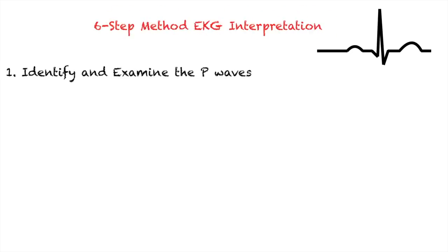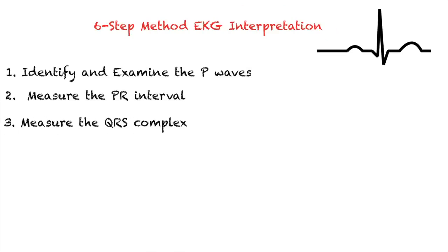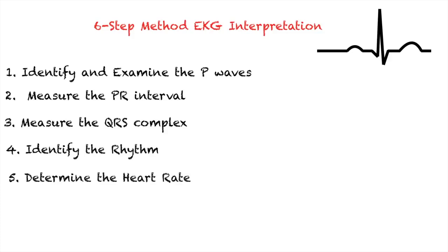So let us get on with our 6-step EKG interpretation. First up, we have to identify and examine the P waves, measure the PR interval, measure the QRS complex, identify the rhythm, determine the heart rate, and interpret your strip. And we're going to talk about them one by one.